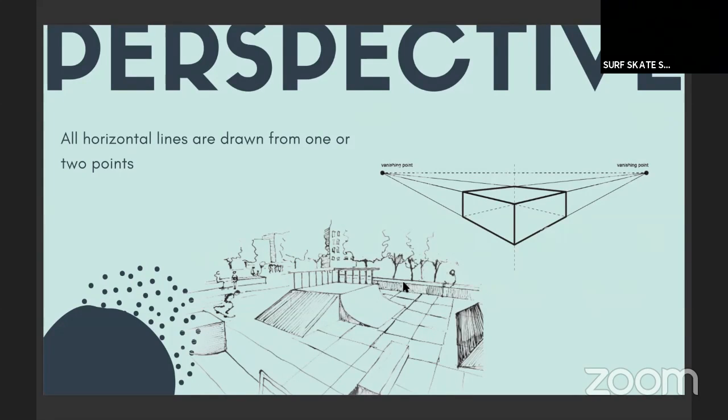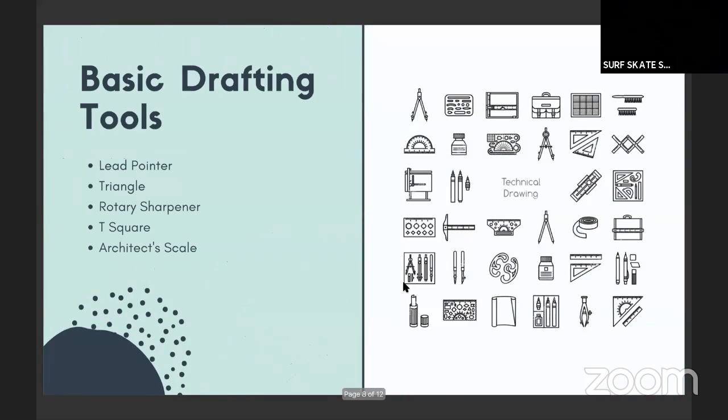Okay, we'll move on. All right, so we're gonna go over just basic drawing tools. These are all manual drafting tools. There's also computer programs and things like that that you can use to do drawings, but we're just gonna go over the hand drawing tools. So we'll start out with a lead pointer. So let me grab that. Here it is. A lead pointer is pretty much just like a fancy pencil.